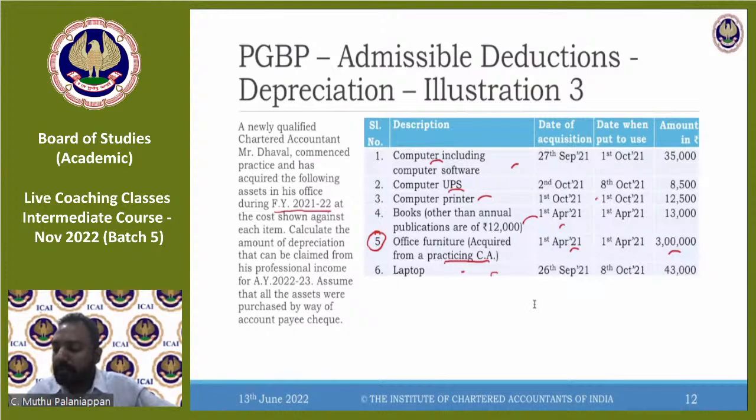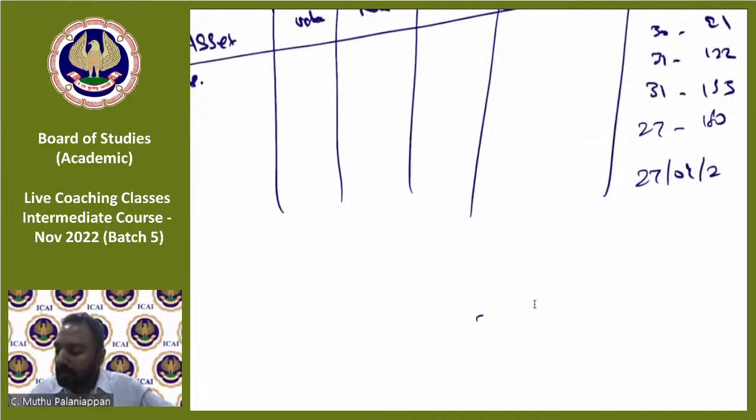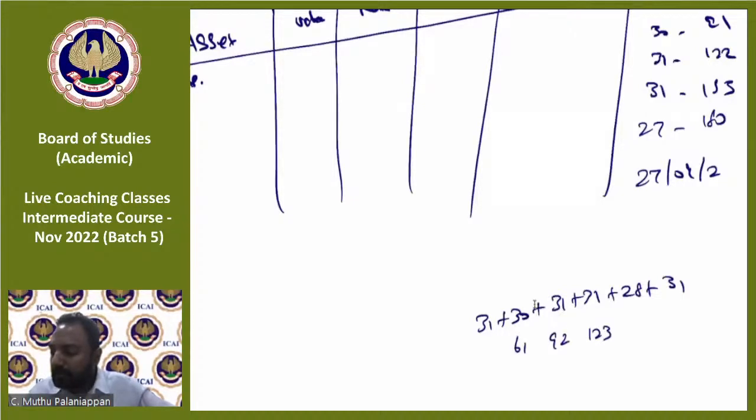Now this is being used from 1st October. So if I'm actually using it from October, what happens? October 31, November 30, December 31, January 31, February 28, March 31. So 61, 92, 123, 123 plus 28 is 151, plus 31 is 184. So if you're using it from 1st October, you have actually used it for 184 days, correct?